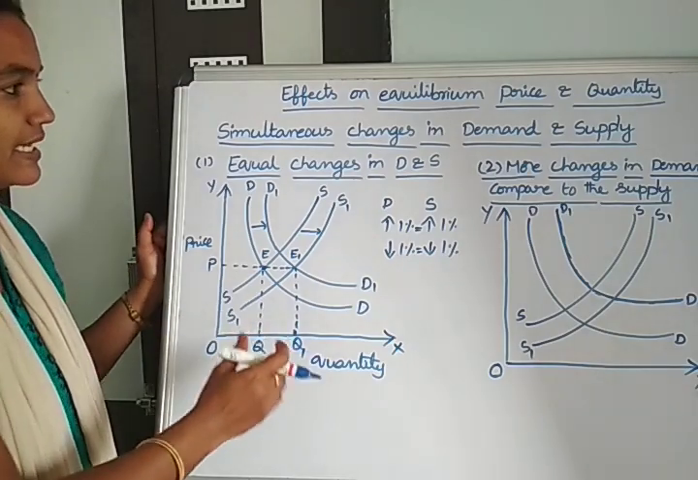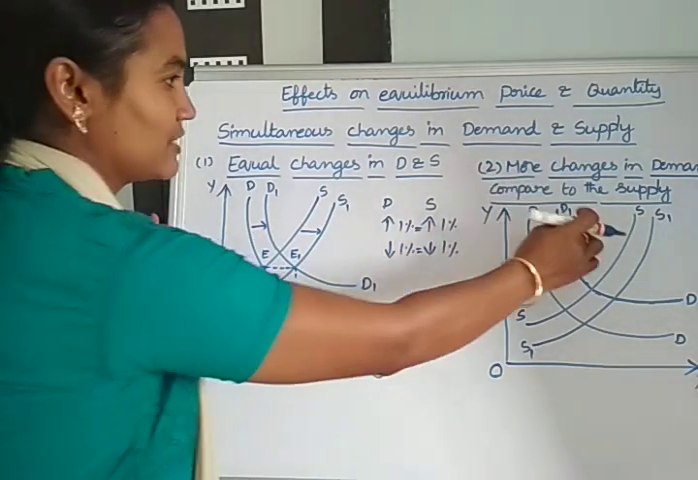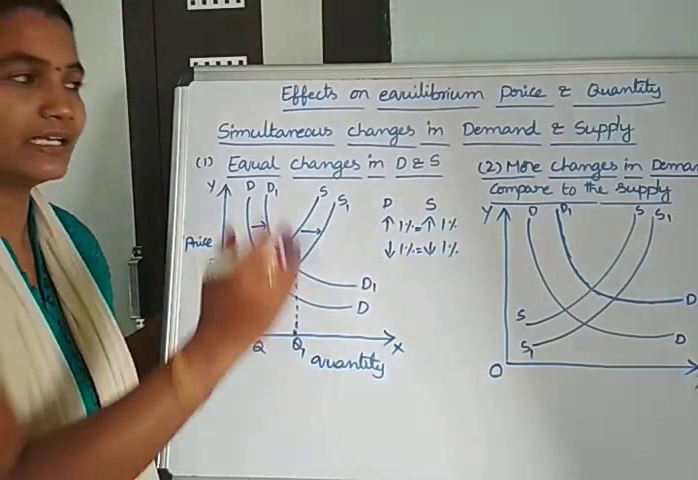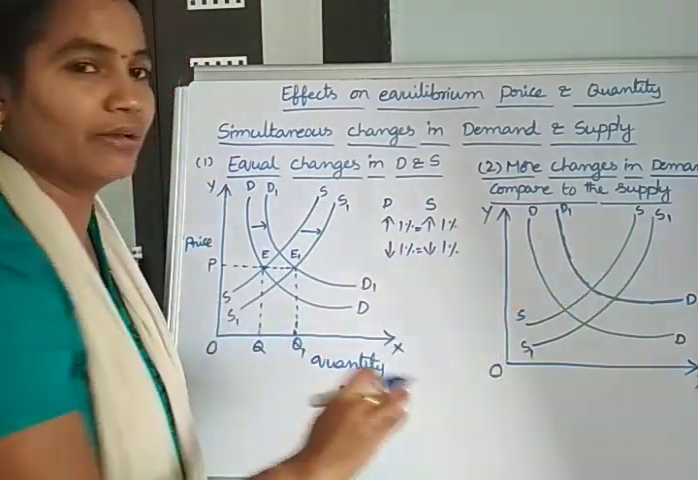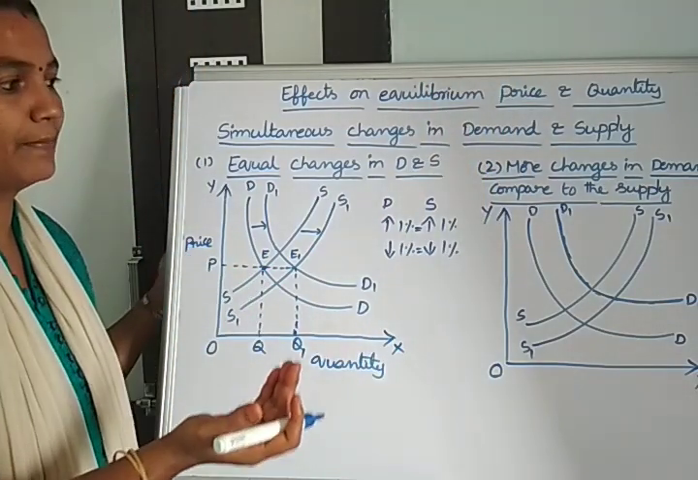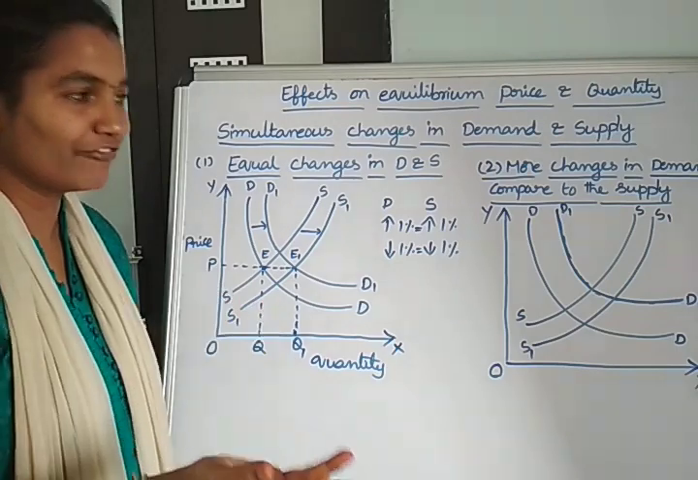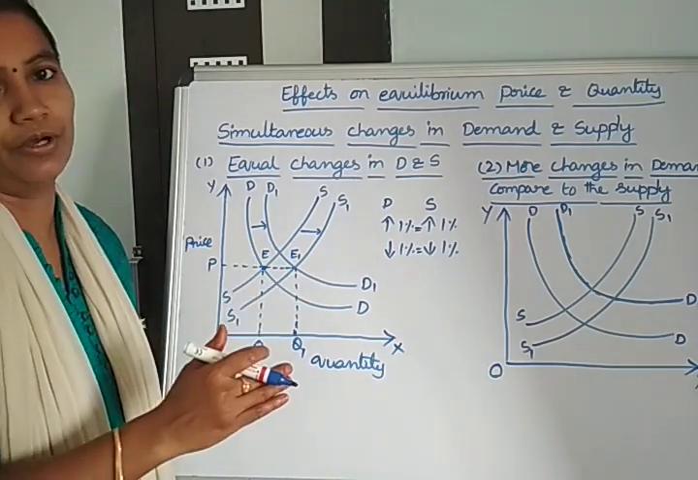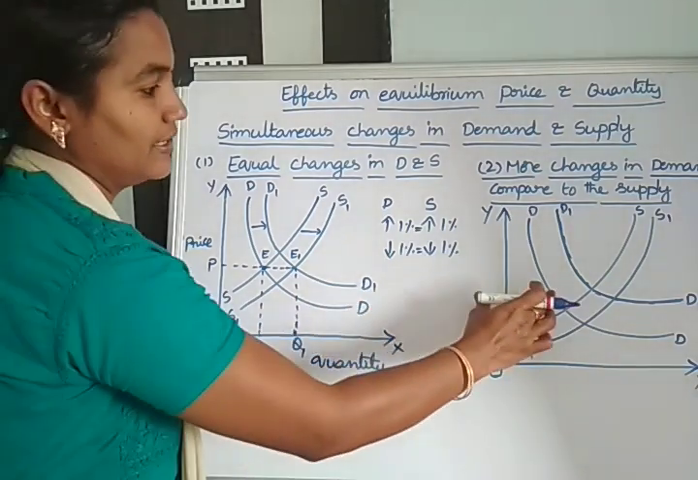Next we go to the second case: more change in quantity demanded compared to supply. More changes in quantity demanded, less changes in supply. Whether we say the first way or second way, the meaning is the same. For example, if quantity demanded changes by 5%, supply changes by less than 5%. The effect on equilibrium price and quantity will be explained using this diagram.